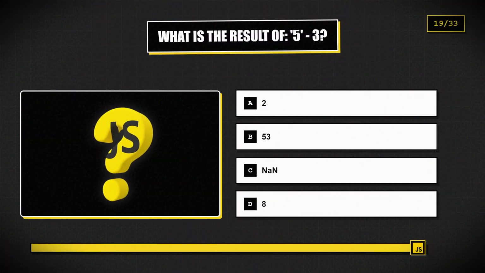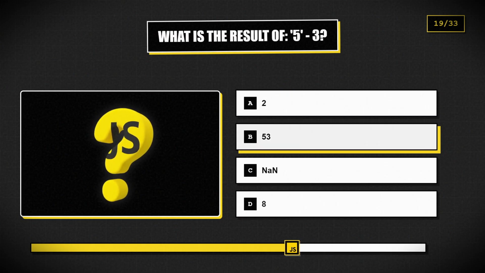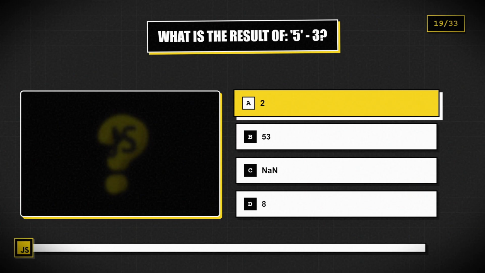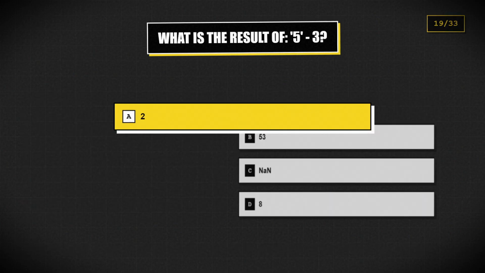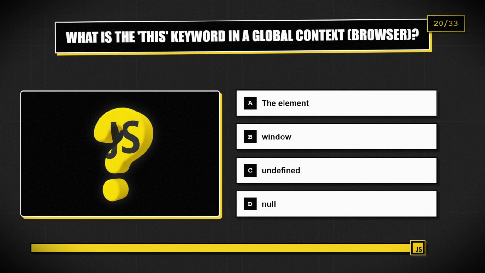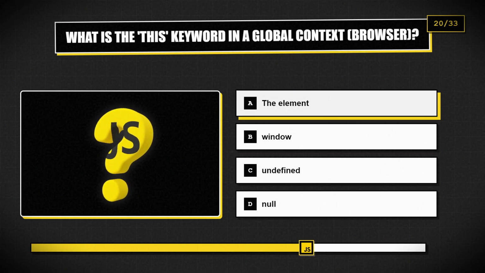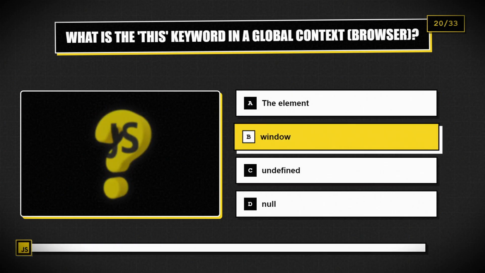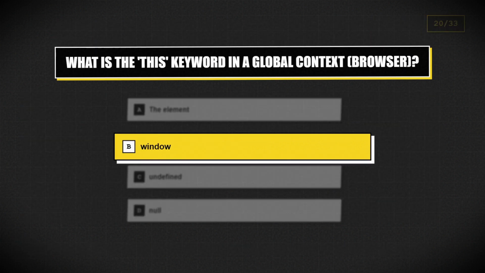What is the result of string "5" minus 3? The minus operator converts the string to a number, resulting in 2. What is the this keyword in a global browser context? In a browser, the global this refers to the window object.